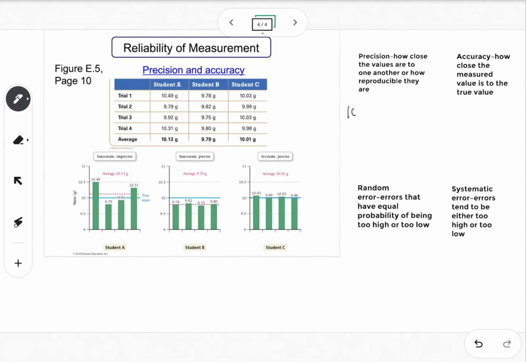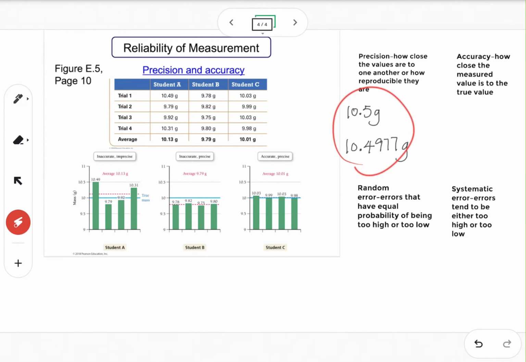One balance gives you 10.5 gram. The other one gives you 10.4977 gram. So which one is more precise? Well, it depends on how many decimal places the data has. The more decimal places you have, the more precise the data reading is. So when you compare the two, apparently the second is more precise because it has more decimal places. This is how we decide the precision.